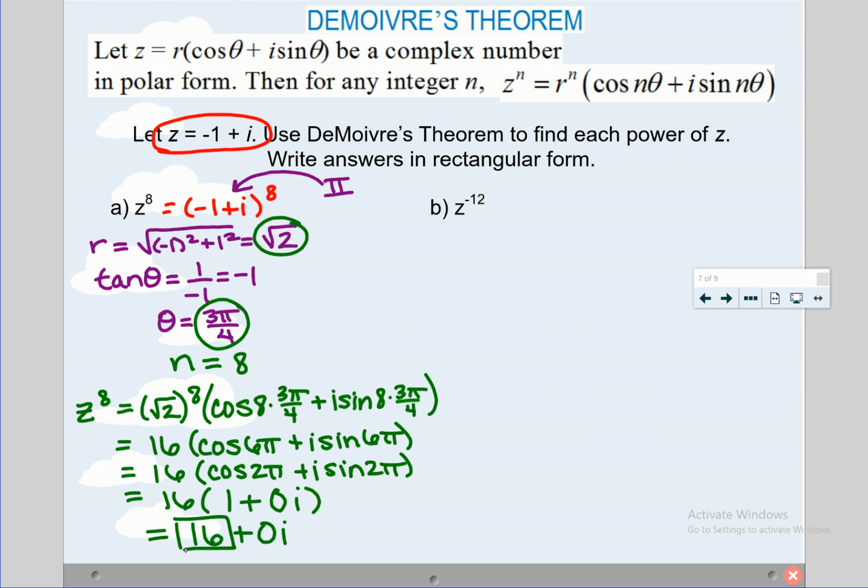If you take -1 plus i and you take it to the 8th power, if you FOIL it out 8 times, you're just going to get 16. Everything else is going to cancel.